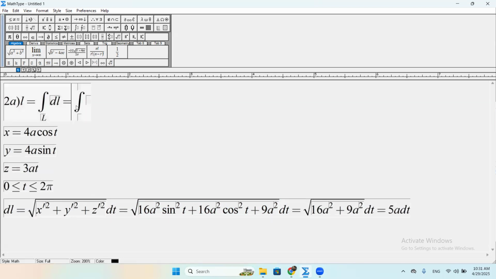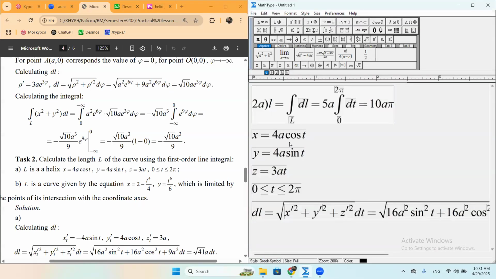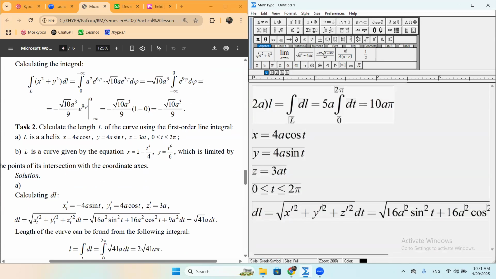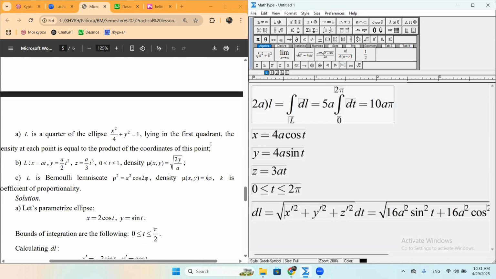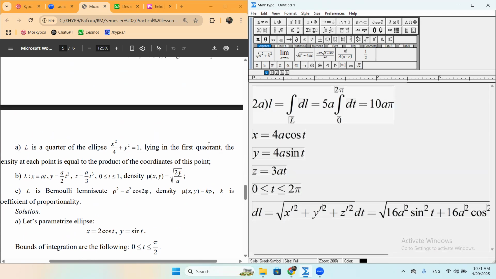So we will integrate actually a constant. So the integral from 0 to 2p of dt, and it will be 10 a p. And that's it. So this is the length of the curve. Any questions about this exercise? No questions. Okay, no questions.